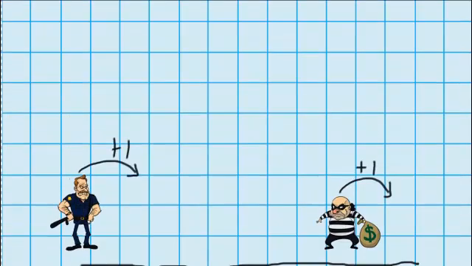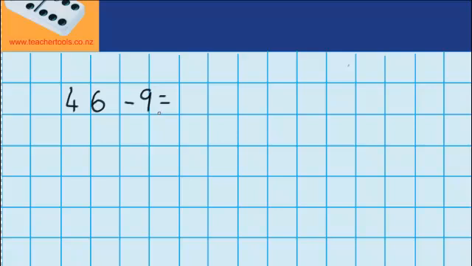Let's see what that looks like for our question. So we changed 9 into 10, and we did that by adding 1. And because the robber didn't want to get any closer to the policeman, he also got bigger by 1, or went one house further up the street. So instead of being on 46, he is now on 47. And now we've got an easy question to answer. 47 minus 10 is 37.